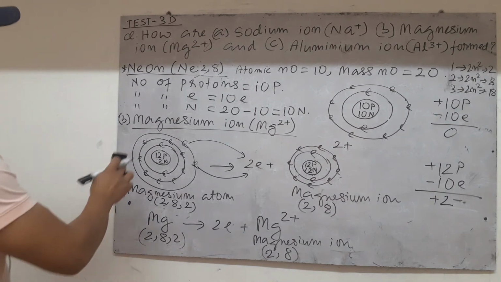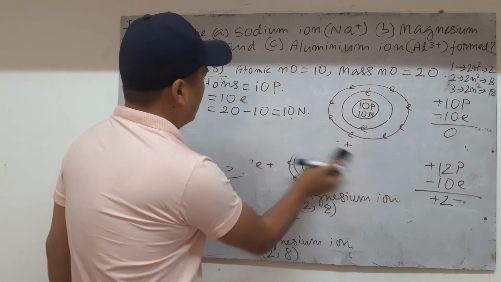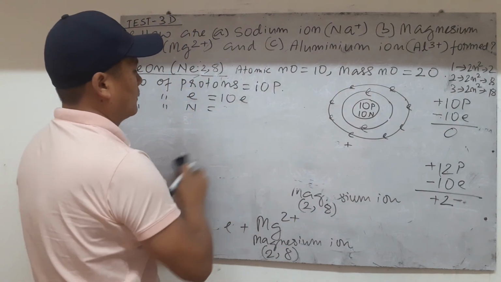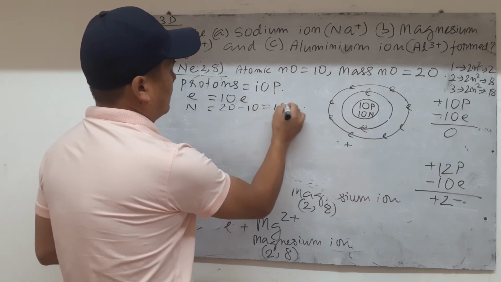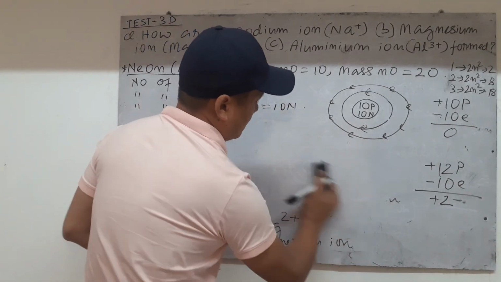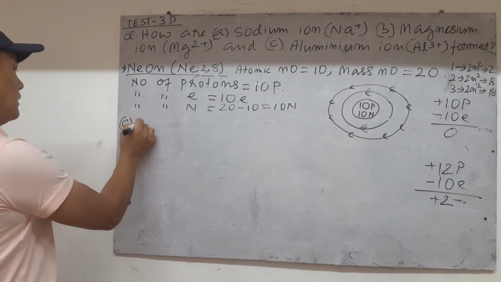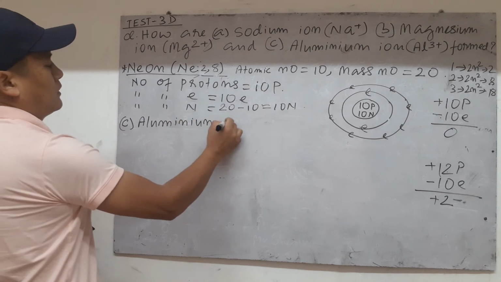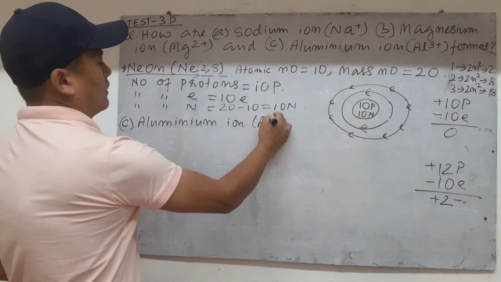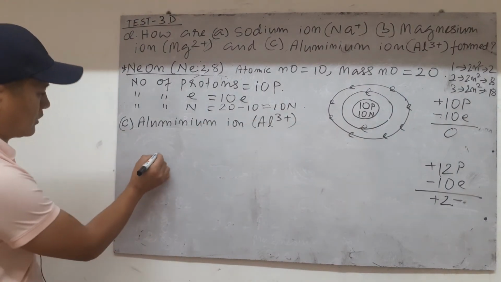One more is the aluminium ion. So let us go to the third one, C, aluminium ion. How is it formed? Al3+. For that, let us draw the structure of the aluminium atom.